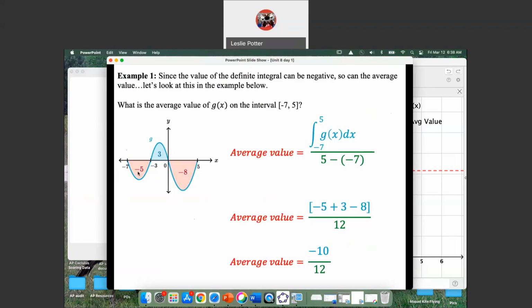So we notice that when we have a larger region or regions that are below the axis, we have the potential of having a negative average value. That just means that that rectangle that we draw is underneath the horizontal axis. So this average value would be -5/6.